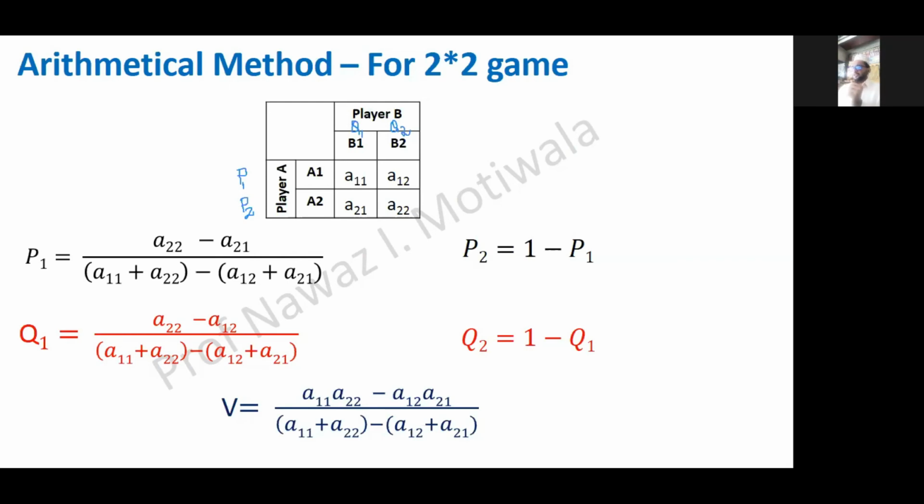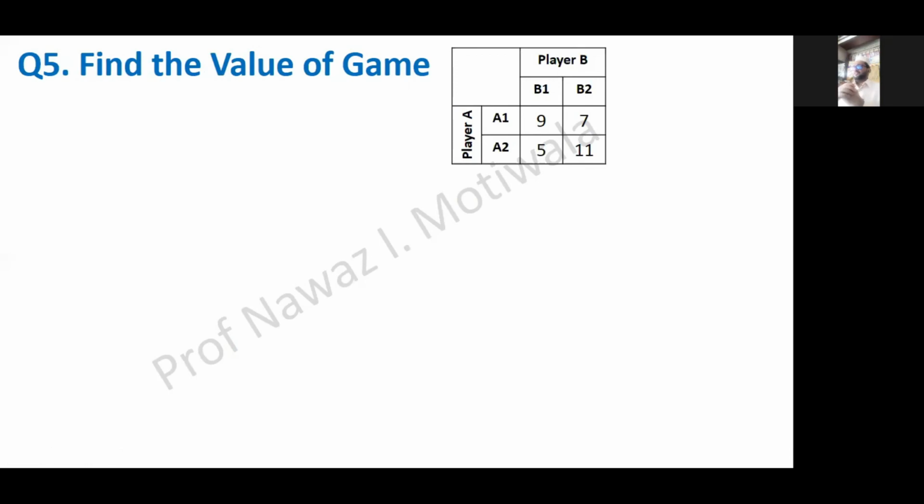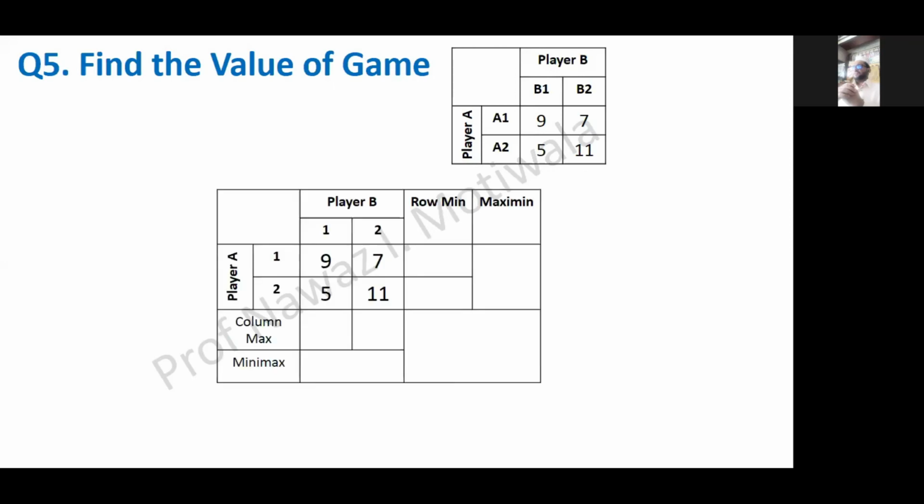So to demonstrate this, let us have one problem. Find the value of the game. Player A is given, player B is given, A1, A2, B1, B2 is given. First step, as I said, we have to follow our regular procedure. First step is to see whether there is existence of a saddle point or not. So here we will write row minimum 7, row minimum 5. Out of this the maximum is 7, so I will write 7. Then column maximum 9, column maximum 11, then minimax, the minimum of these two is 9.